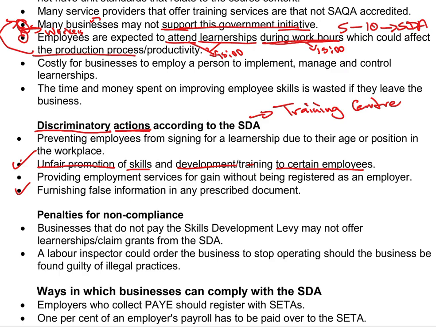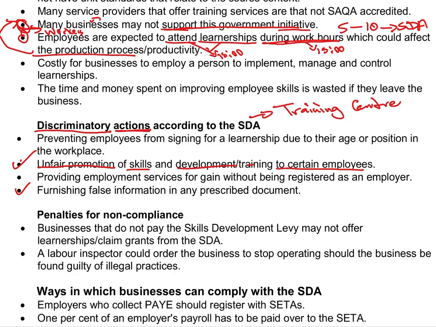That's true. So unfair promotion of skills and development is something very unethical in business. This can be due to race, gender. Again, you were very accurate, ma'am. So let me try to make it very easy. Unfair promotion of skills training to certain employees means giving training opportunities to only some employees based on things like race, gender, age, or job level, as you were explaining.